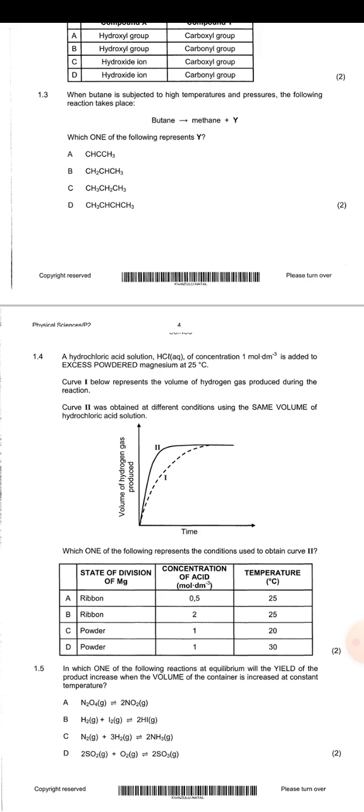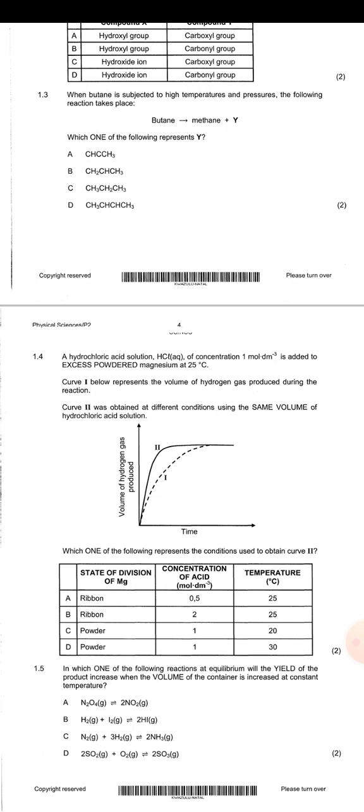So time, volume, change in volume over time. That implies that this graph is of a reaction rate, right? And then if you look at 2, it is steeper than number 1. So 2 is steeper. And remember, the steeper the gradient simply implies that the reaction rate has increased. So 2 has a higher reaction rate.